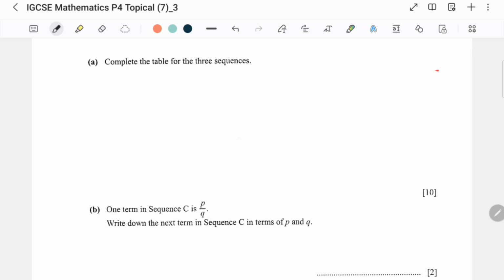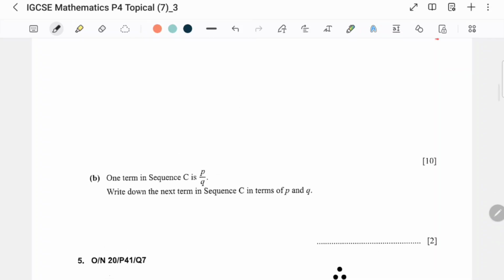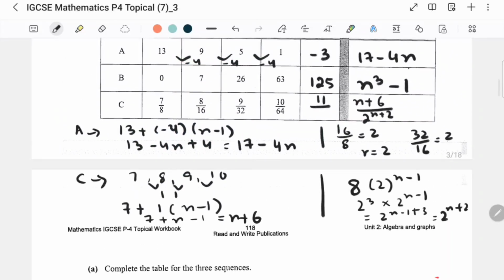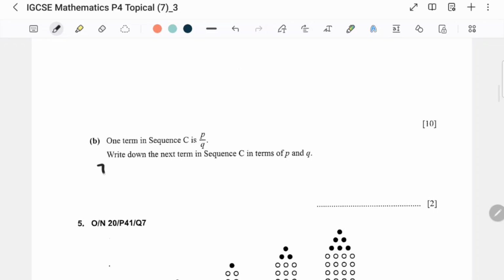Alright, so part B for this question: one term in the sequence is c equals p upon q. So see what you have: 7 upon 8, 8 upon 16, 9 upon 32. For example, c is p upon q. In terms of p and q, you will have to write down the value of it.